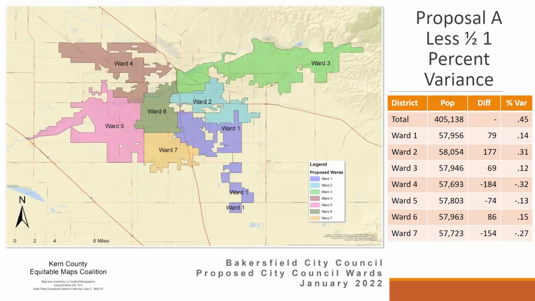This is the equal population component that I discussed earlier. Our Equitable Map Coalition map draws the ward lines in such a way that they have extremely equal population. Our proposal currently has less than 0.5% variance, meaning that it has balanced population extremely exactly. We want to make sure, and we evaluate all proposed maps based on these variances being kept very, very low, as close to 0 as possible.